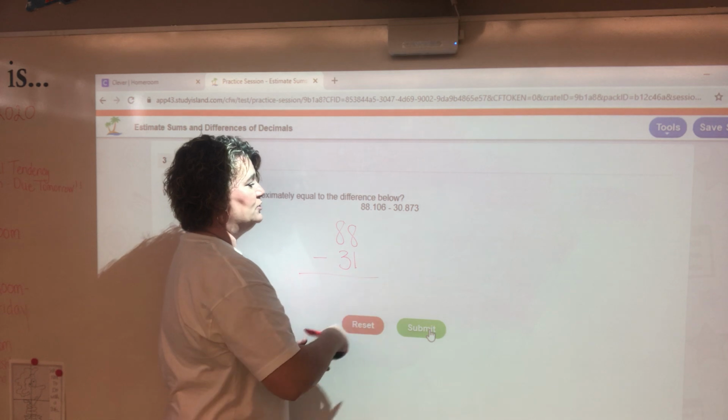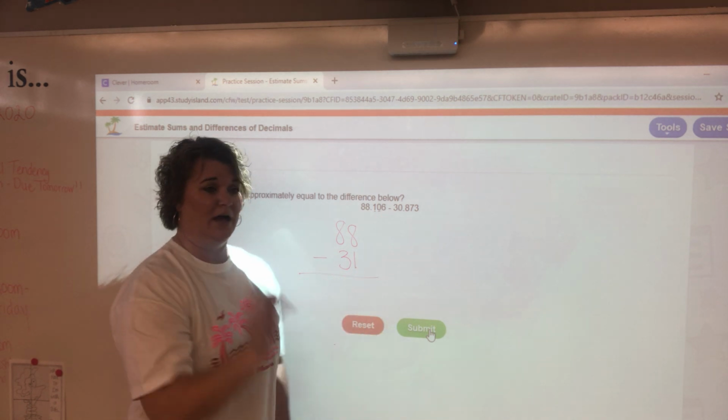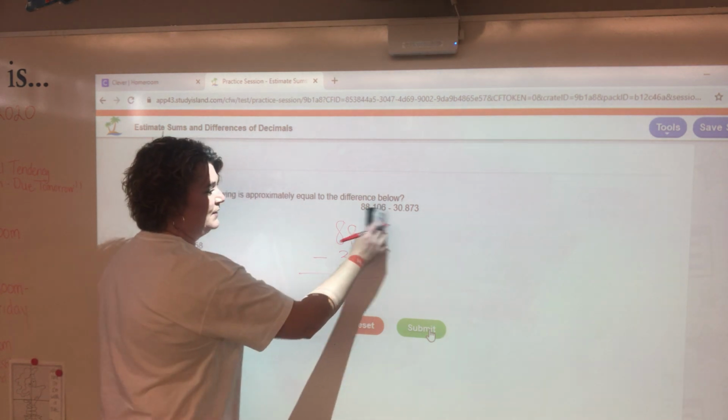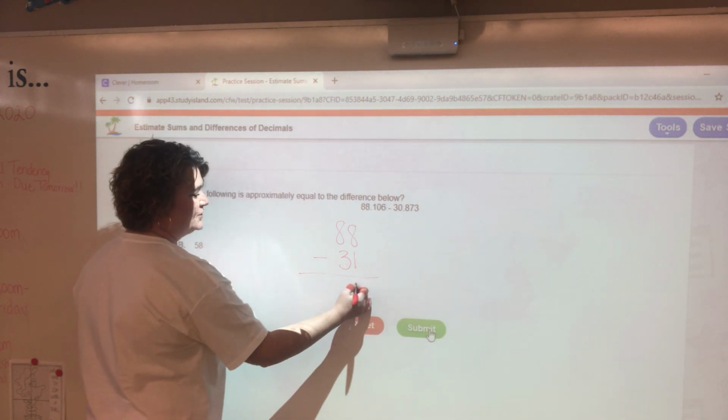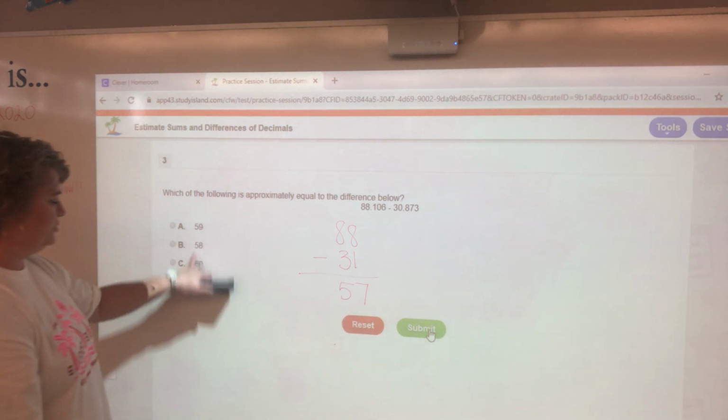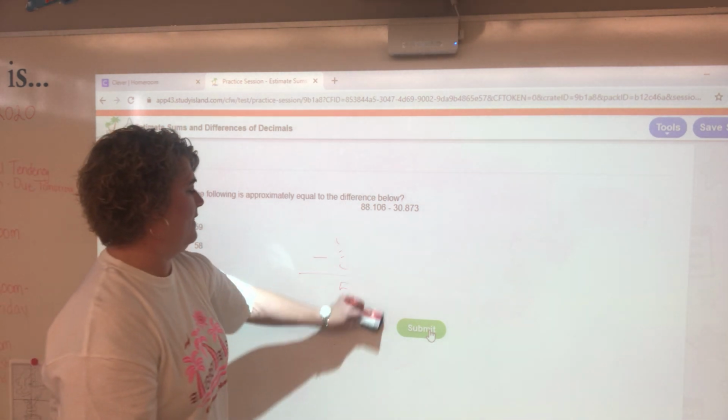What if there was only 2 spots right here, which would make it the hundredths? What's half of 100? 50. Same thing. So now we're subtracting: 8 minus 1 is 7, and 8 minus 3 is 5, which makes your answer be letter D.